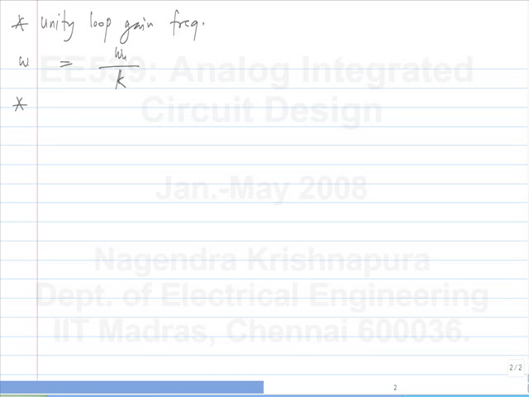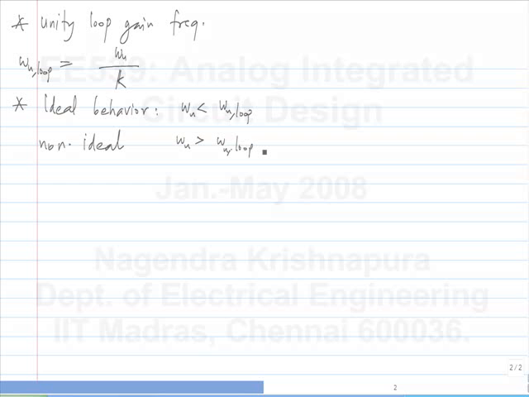And roughly speaking, you have ideal behavior for omega less than omega u loop and non-ideal for omega greater than omega u loop. Okay.